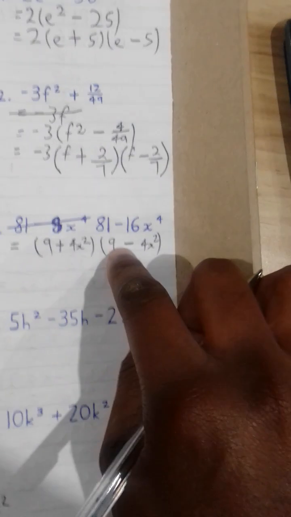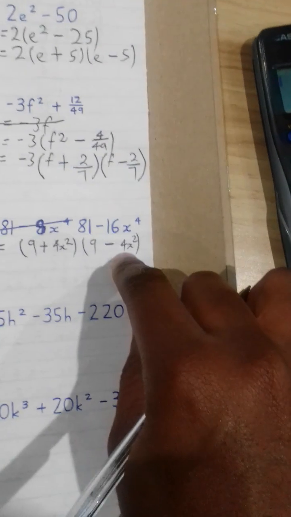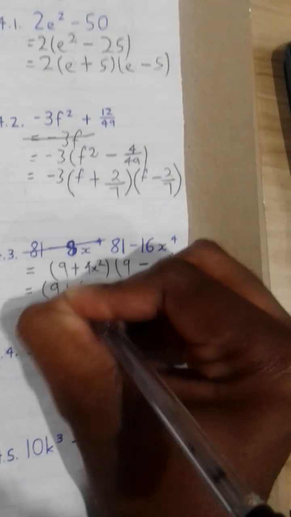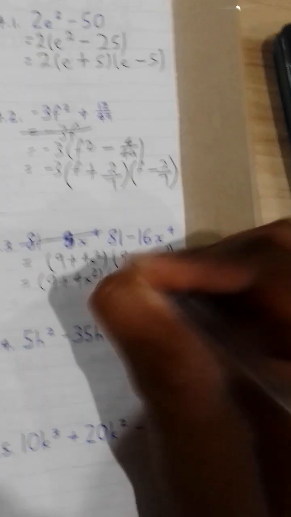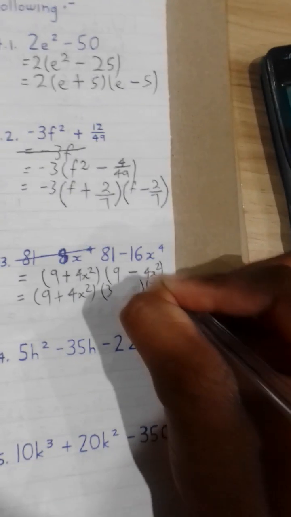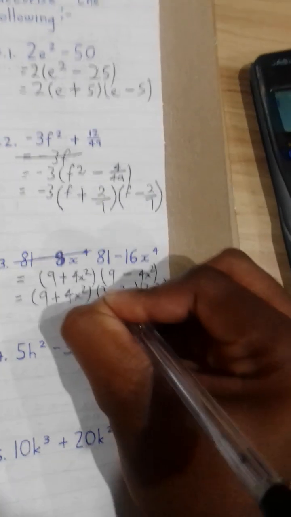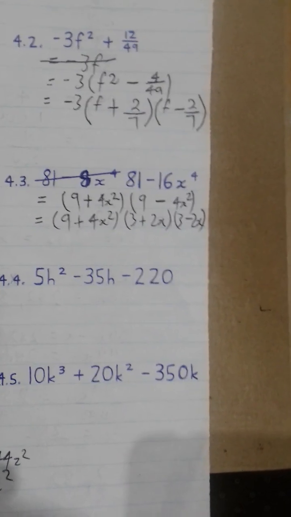Square root of 9 is 3. Square root of 4x squared: square root of 4 is 2, square root of x squared is x. So once again, it's going to be 9 plus 4x squared. Square root of 9 is 3. Square root of 4x squared is 2x. One will be positive and one will be negative. I hope that is clear and I hope that makes sense.